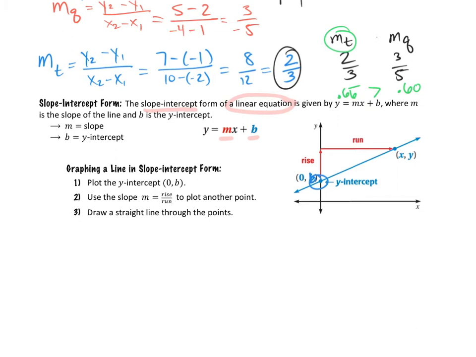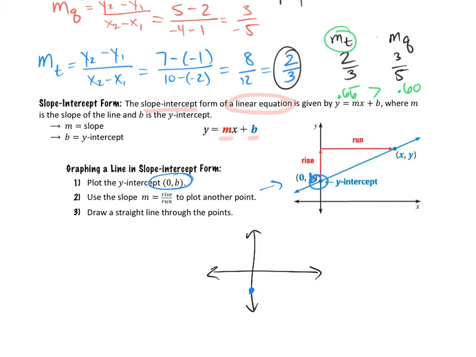Because when we graph a line from slope-intercept form, we first plot my y-intercept. If I just have a coordinate system, whatever that b value is, if it's positive, I go up from the origin. If it's negative, I go down from the origin. We already have an example here of it being a positive b, but if b is negative, it can be here. So it's on my y-axis. All right, so that's my first step. And then I'm going to use the slope, rise over run, to plot another point.